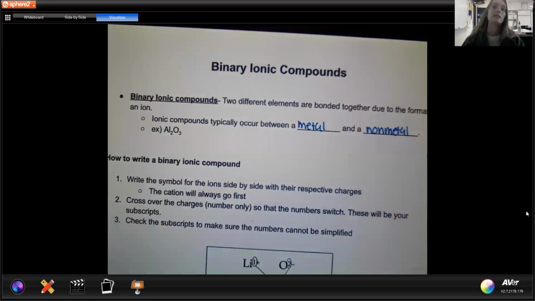So remember, a metal is going to be on the left side of the periodic table. So an example of that might be aluminum, or it might be potassium, something like that. And then non-metals are some of the elements on the right side of the periodic table. So that might be argon or chlorine, fluorine, something like that. So for an ionic bond to occur, we have to have a metal and a non-metal. And the example I have here is aluminum oxide. So we have aluminum that is ionically bonded to oxygen.